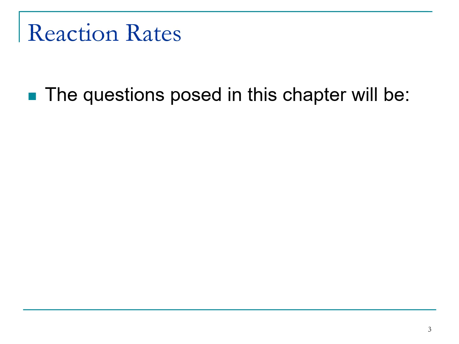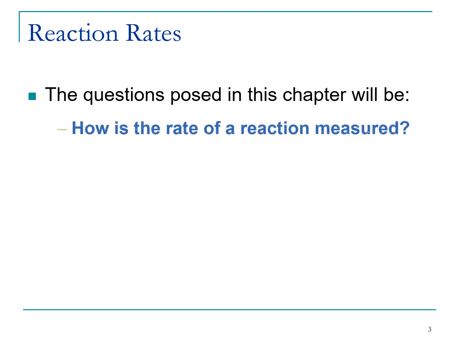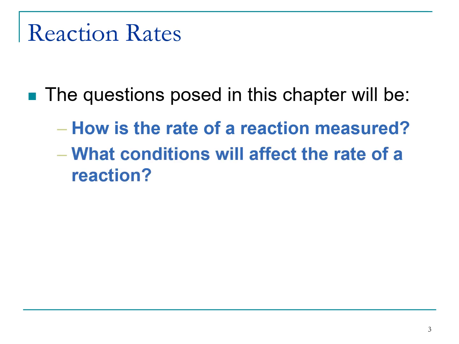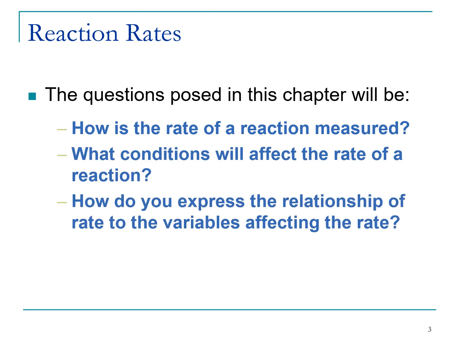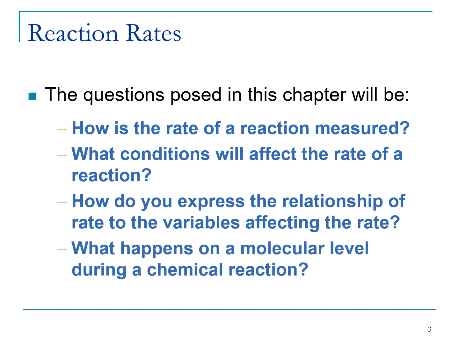All right, so what are some of the things we're going to talk about in this chapter? How is the rate of a reaction measured? What conditions affect the rate of the reaction? How do you express the relationship of the different variables with respect to the rate? And what is happening on a molecular level during a chemical reaction?